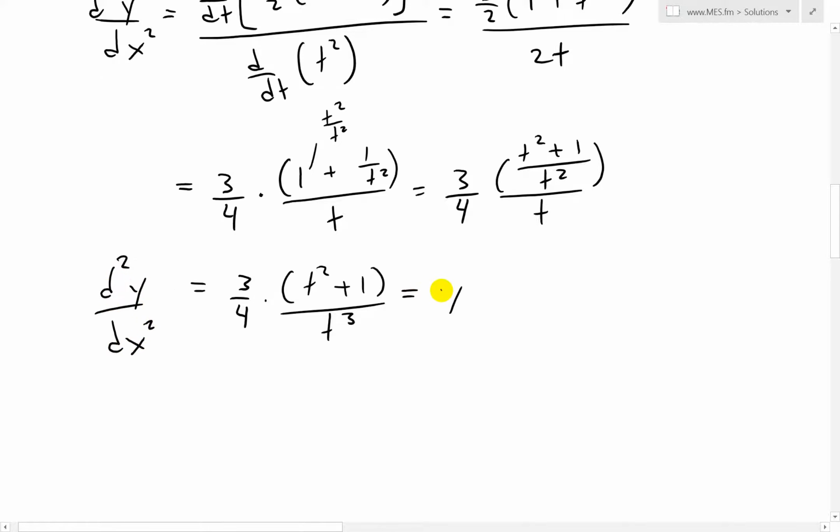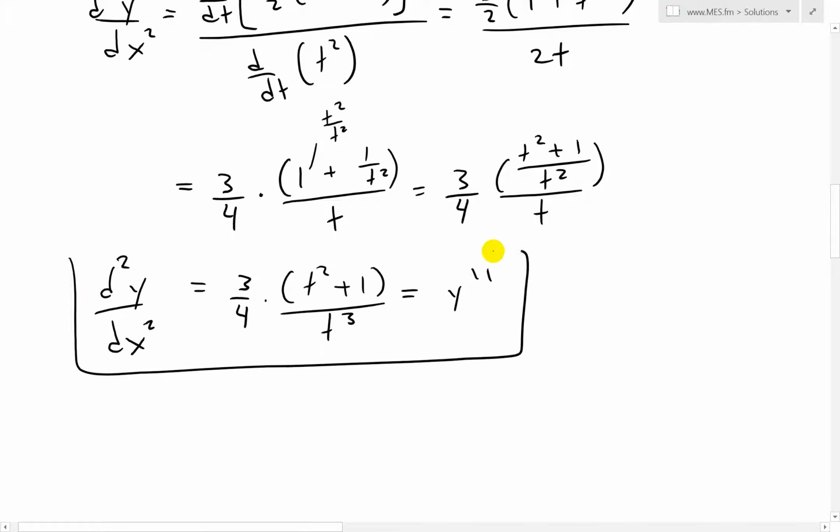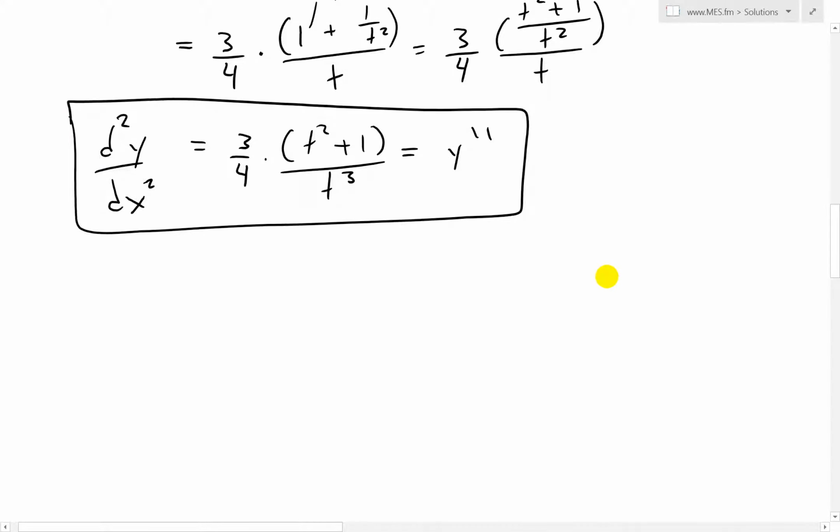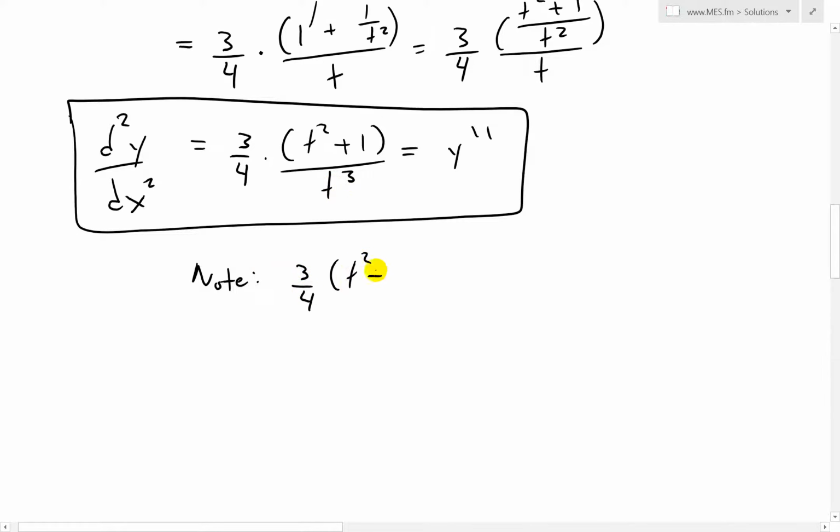So this is now our second derivative, and again, you could write this as y double prime. Now that we have this, we have to determine if it's positive or negative for different values of t, and that's based on the second derivative test. Note that if we take everything but the t cubed, we have 3 over 4 times t squared plus 1. Well, this one is always positive. Whatever value of t, we always have positive, since there are only plus values. So this is greater than 0 always.